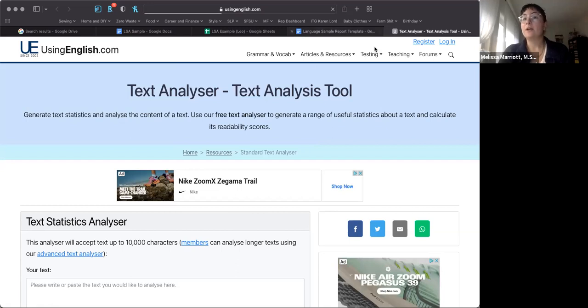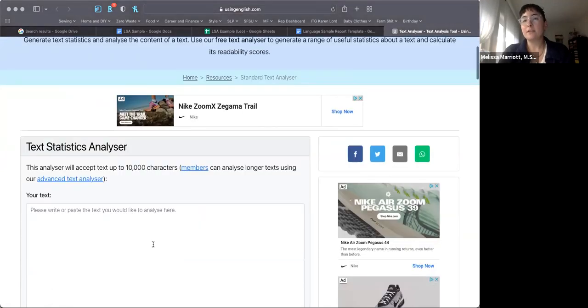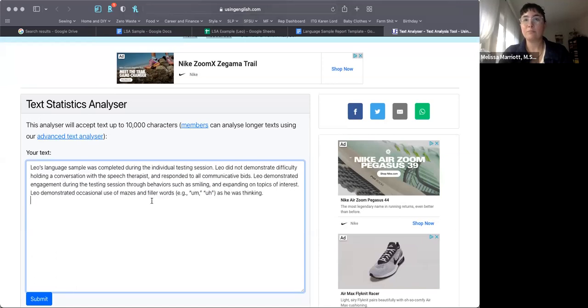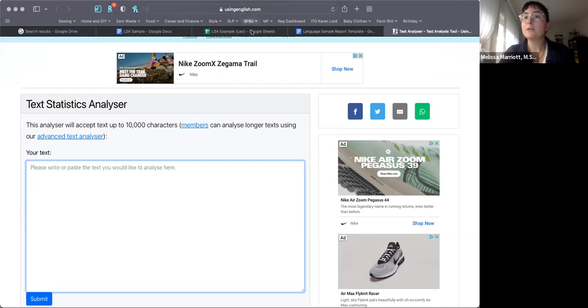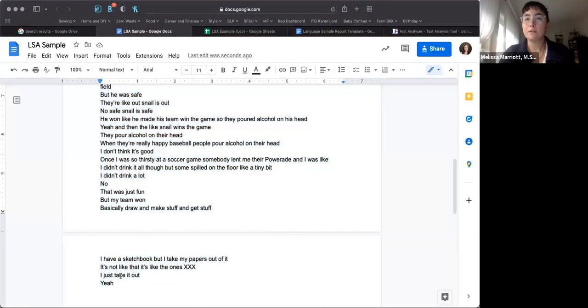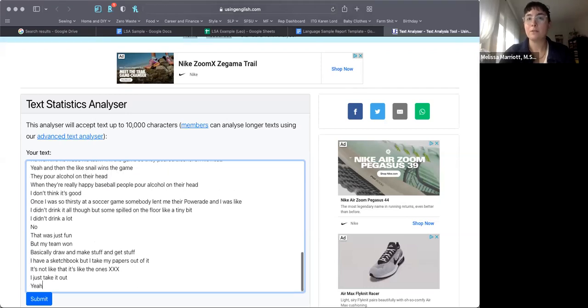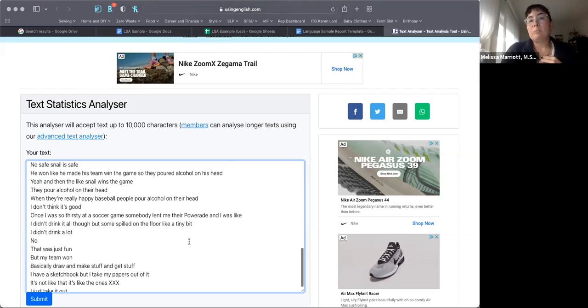So this text analyzer is a free online little program here. So I would just paste it into here.